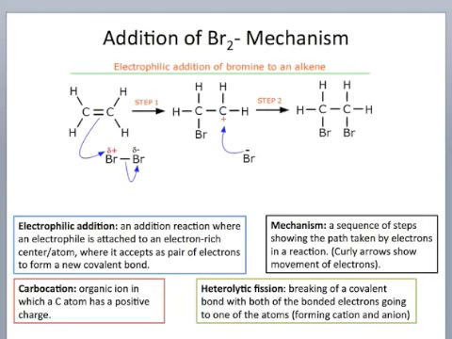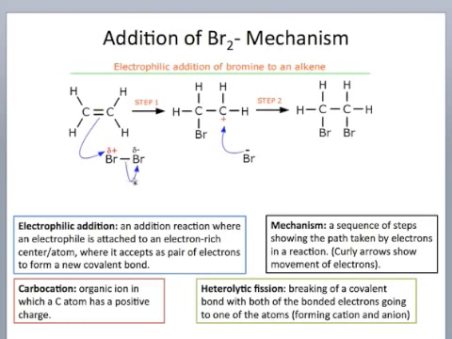So here we can see bromine at the bottom here, and this is our alkene. So bromine is a non-polar molecule, but when bromine approaches the alkene, the electrons in the pi bonds repel the electrons in the Br-Br bond, and this induces a dipole in the Br2 molecule, meaning that one end will be delta plus and one will be delta minus. So now the Br2 molecule is slightly polar.